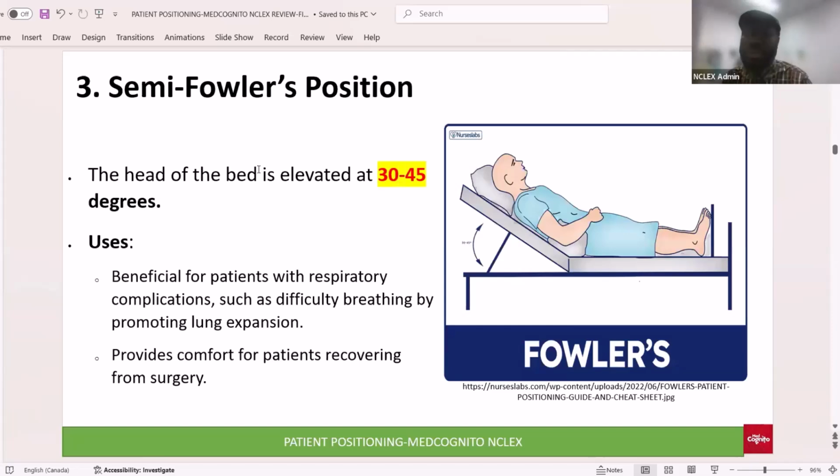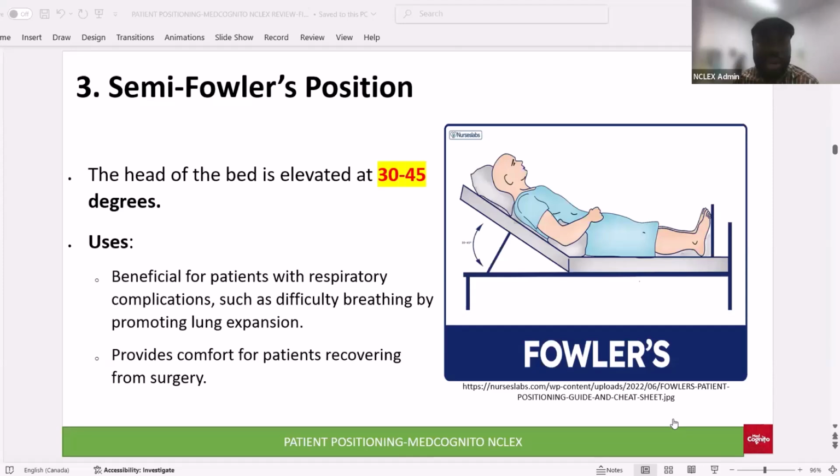What's the next one? After the low Fowler, we go to the semi-Fowler position. Before we get into the semi-Fowler, I want to know, what is the degree for the low Fowler? Is it 0 degrees? 1 degree? 2? 3? Just type for me. It looks like somebody got it right. 15 to 30 degrees. Okay, that is the low Fowler.